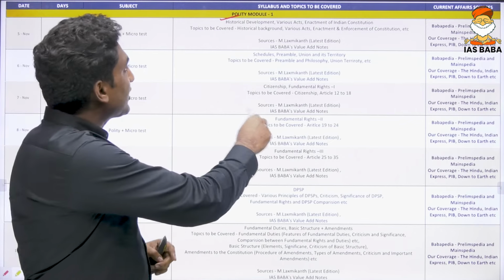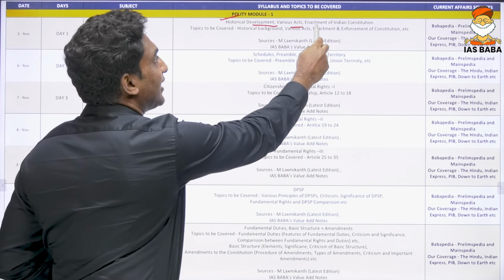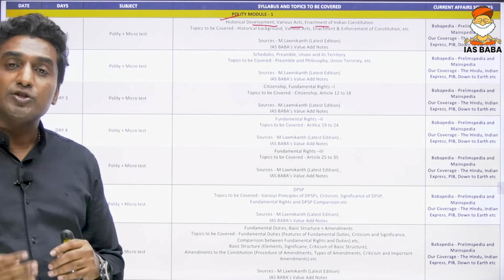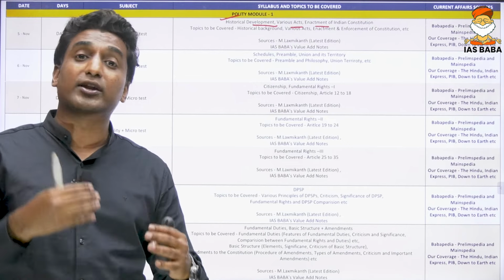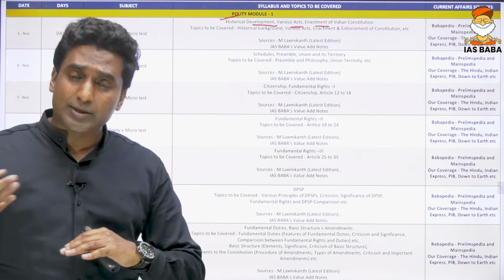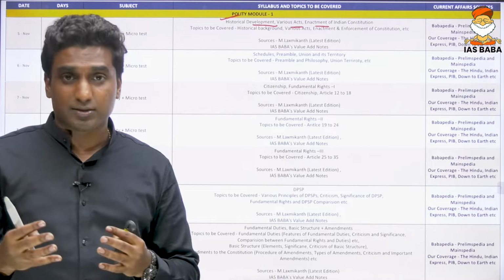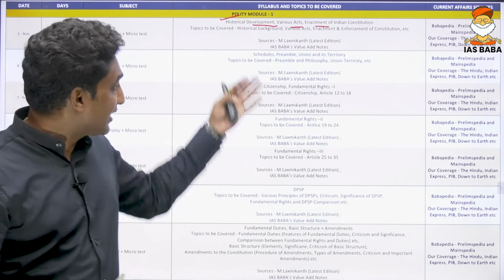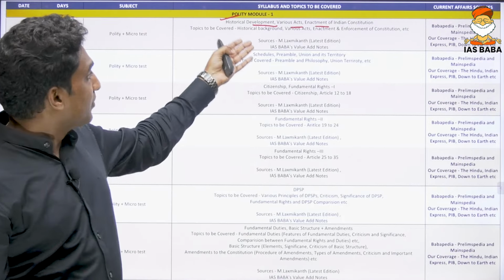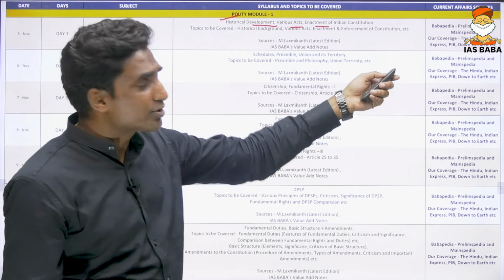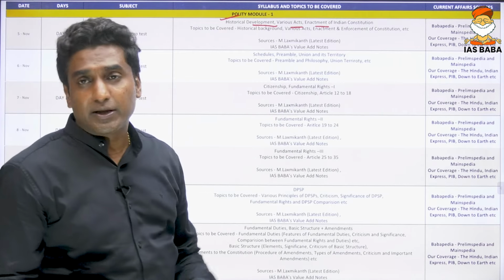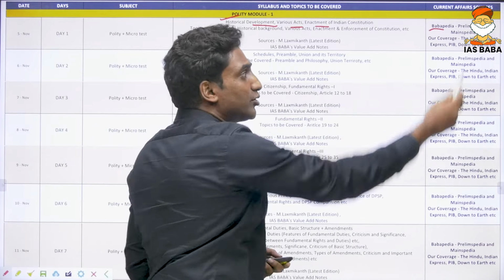So it talks about historical development, various acts and enactment of the Indian Constitution. This also overlaps with the mains topic, which says Indian Constitution, historical underpinnings, evolution, basic provisions, amendments and basic structure, right? Amendments and basic structure you'll be covering later. So both the prelims and mains overlap here. So let's see what you should be studying under historical development, and even the sources have been given. Babapedia, that is current affairs, you will also have access here.